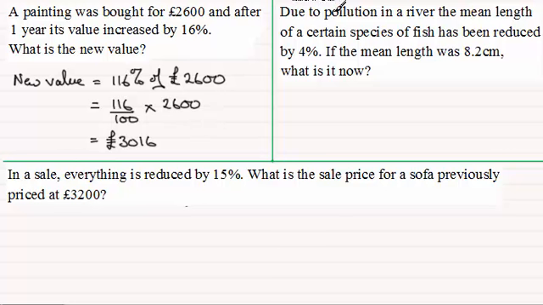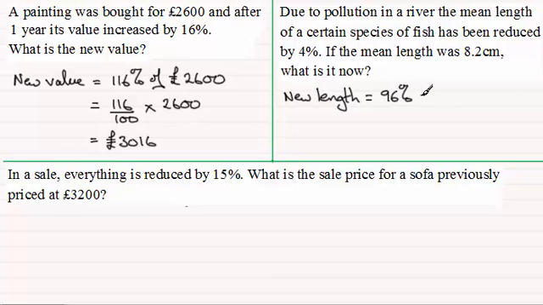Now for the next example here, we've got due to pollution in a river, the mean length of a certain species of fish has been reduced by 4%. If the mean length was 8.2 centimetres, what is it now? Well, for this one, we've got the new length as the intro. The new length, well, we've reduced the length by 4%. So if the original length was 100%, we're now looking at 96%.